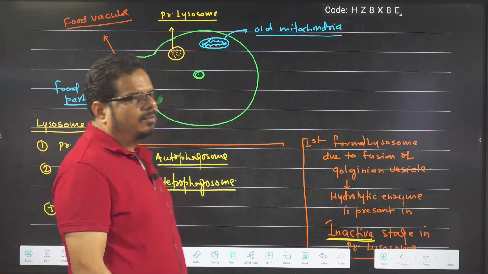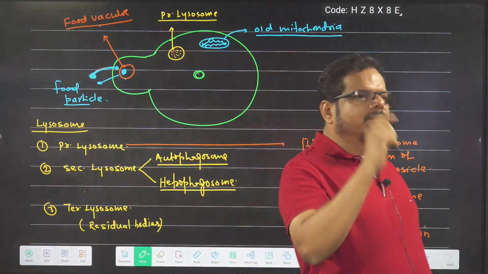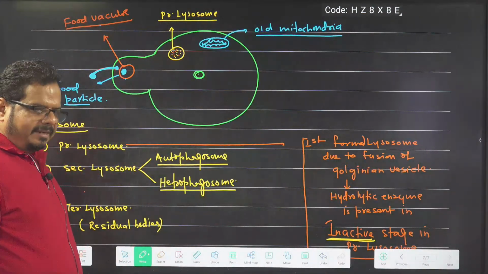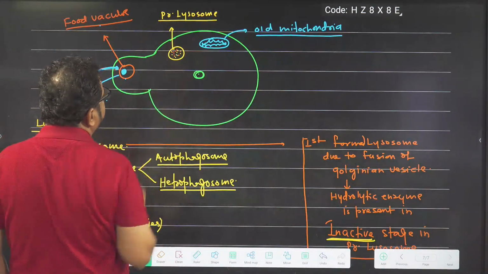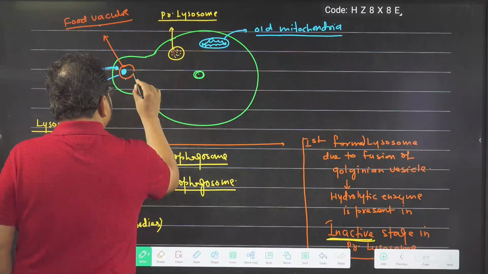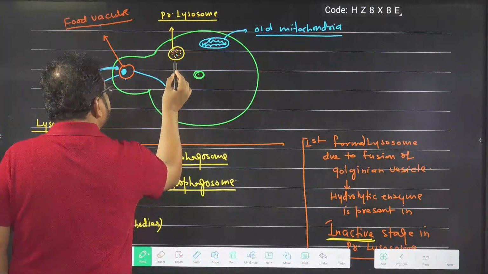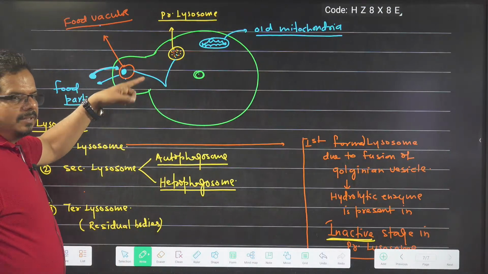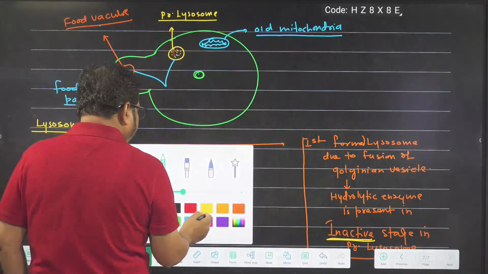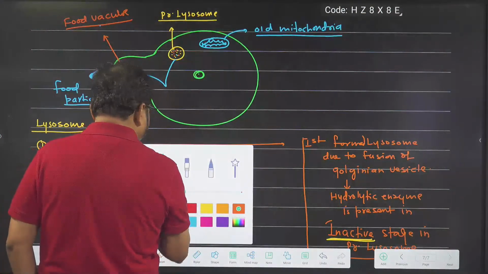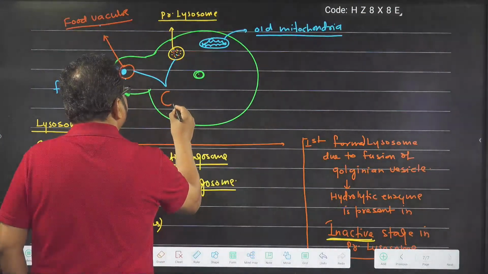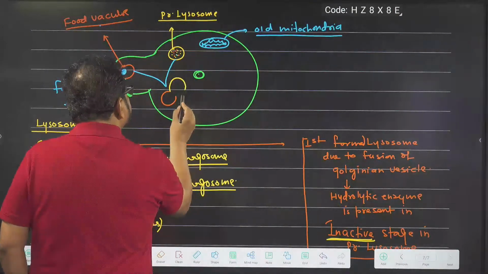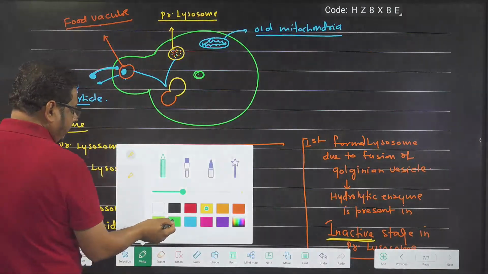Now how does the digestion of food occur? How does intracellular digestion occur? Who will perform the digestion? Getting the things or not? So these lysosomes play a role in the digestion. So this lysosome, primary lysosome, is going to fuse with this food vacuole. And when it fuses with the food vacuole, how will the structure appear? Let me draw. It is going to become such a kind of structure.